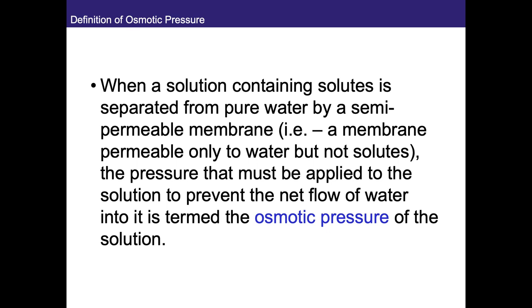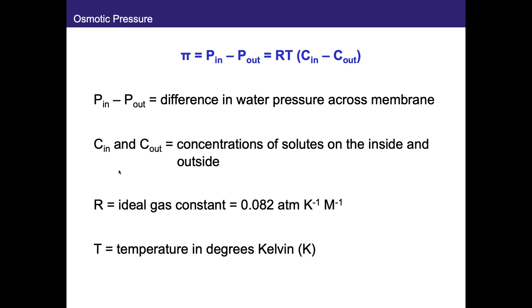In this case, pi is not 3.14. Pi in this case is equal to the osmotic pressure. It's representing the osmotic pressure. It's equal to the pressure inside minus the pressure outside, and that's equal to the ideal gas constant, which is right here, times temperature in Kelvin, multiplied by the concentration inside minus the concentration outside.